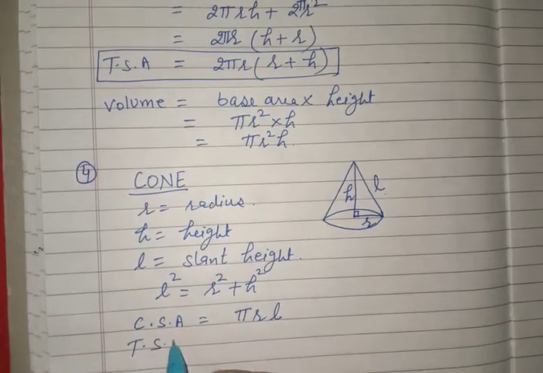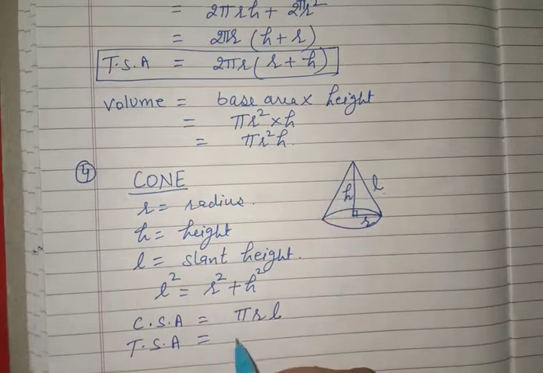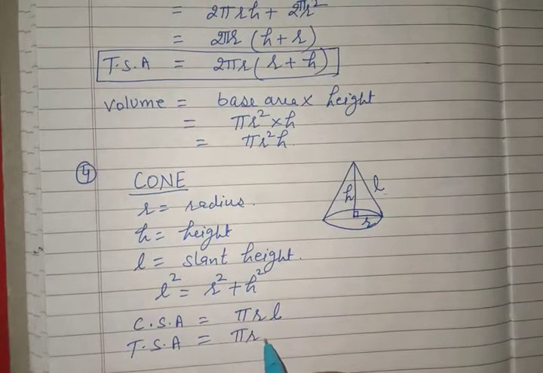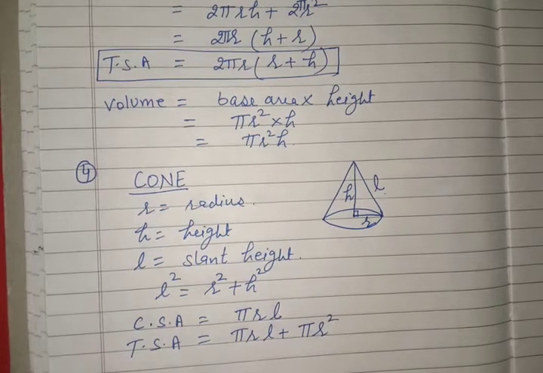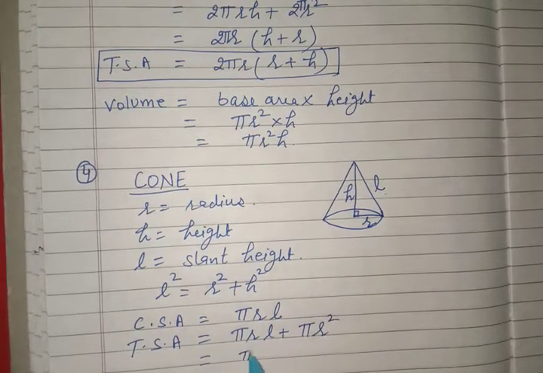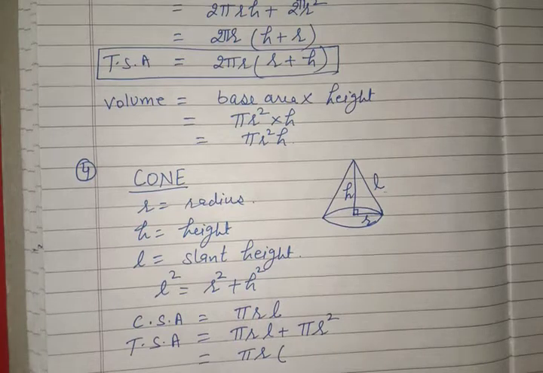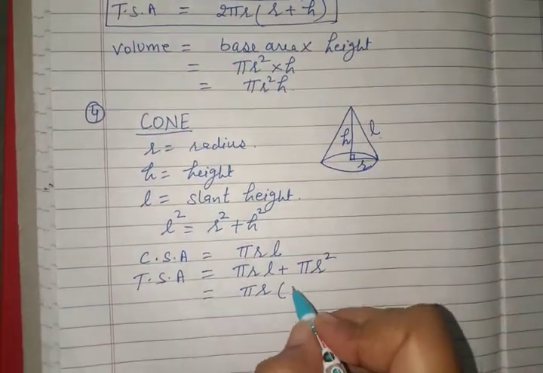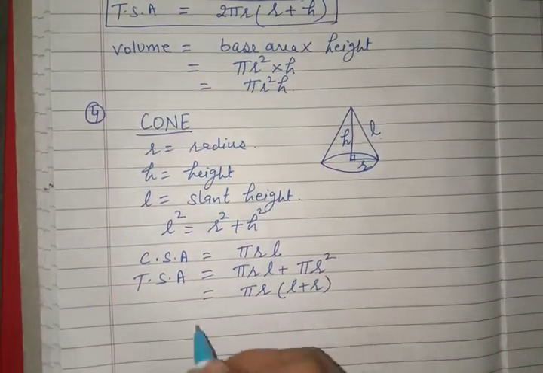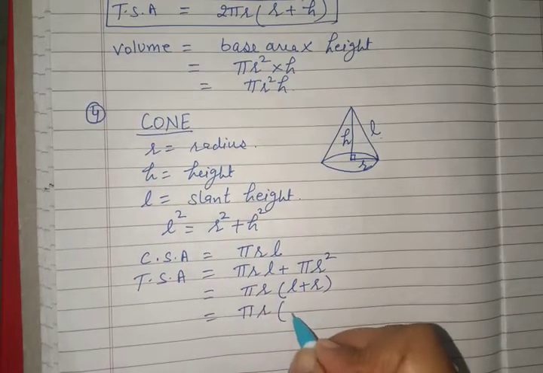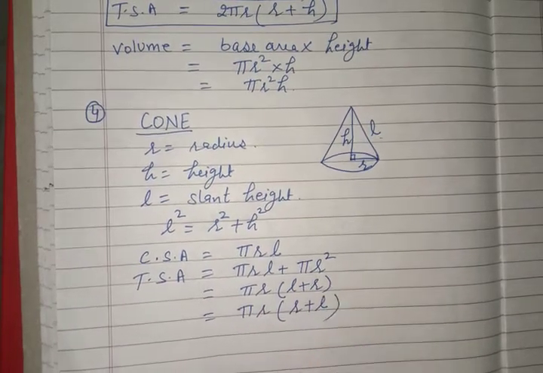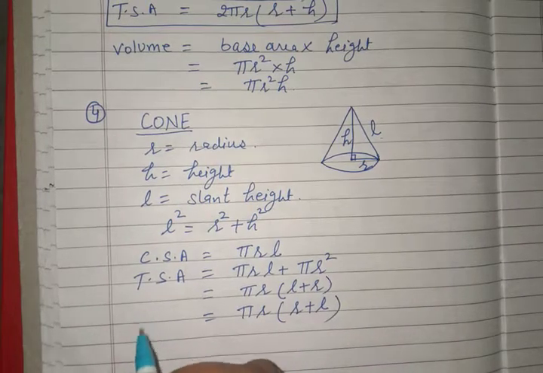And total surface area formula is curved plus base. And base is in the shape of circle, so it is pi r square. We can take pi r common and it will become pi r (l plus r), or you can write pi r bracket r plus l. So total surface area of cone is this.